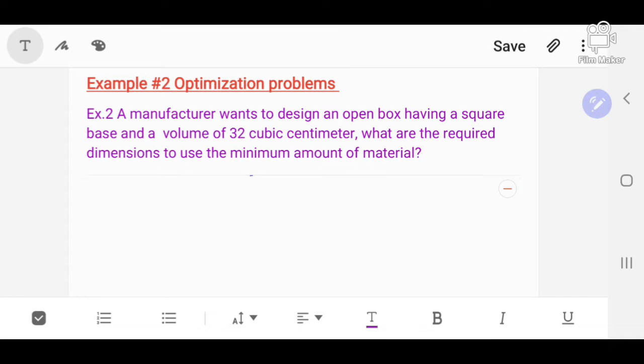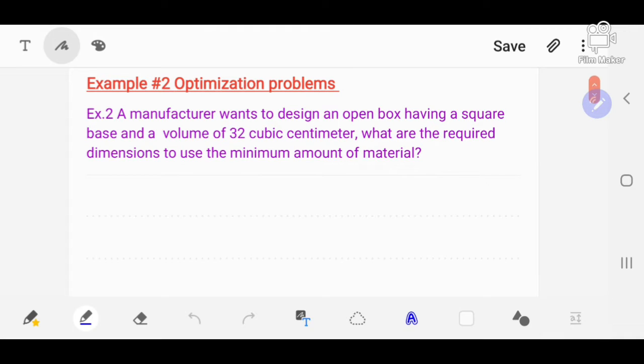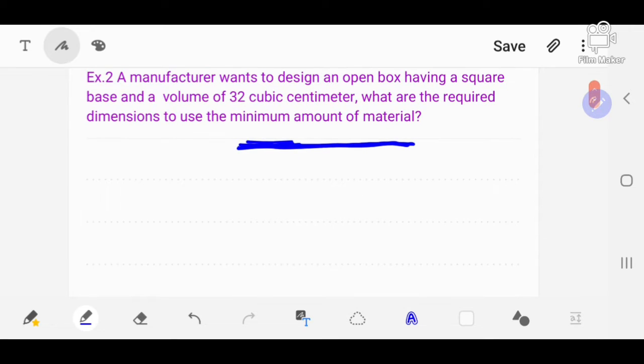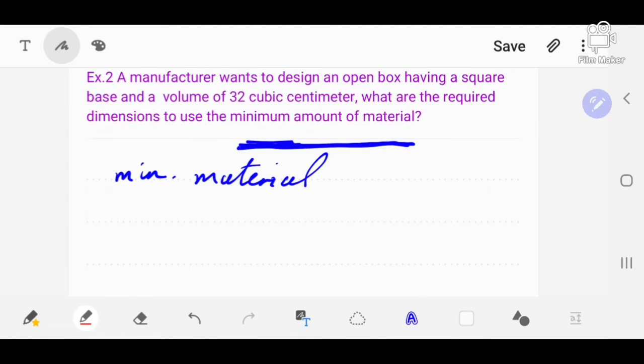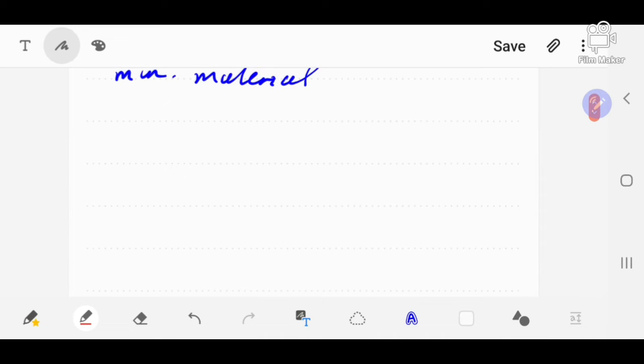So let's go to the steps of solving such problems. As I said, the key is to look at the sentence that contains the extreme value. In this case we have minimum. So minimum amount of material is my key. The first thing should be writing that sentence, the minimum amount of material. The second step was to make a drawing of the problem if possible. In this case we have a box, so let's try to draw a box.